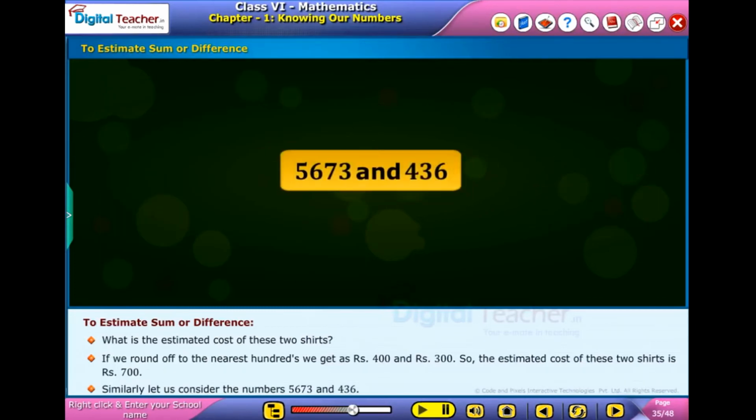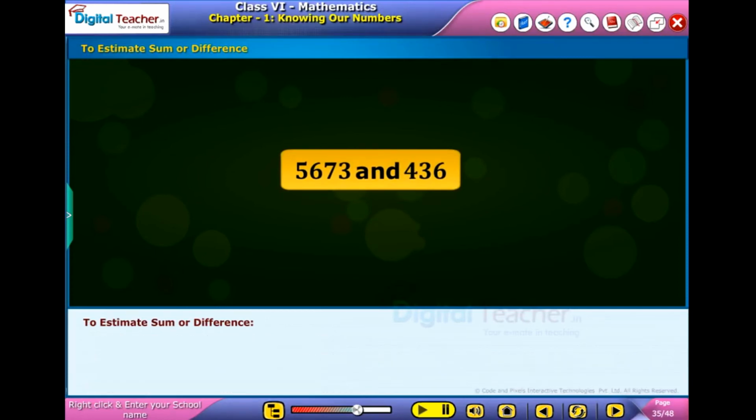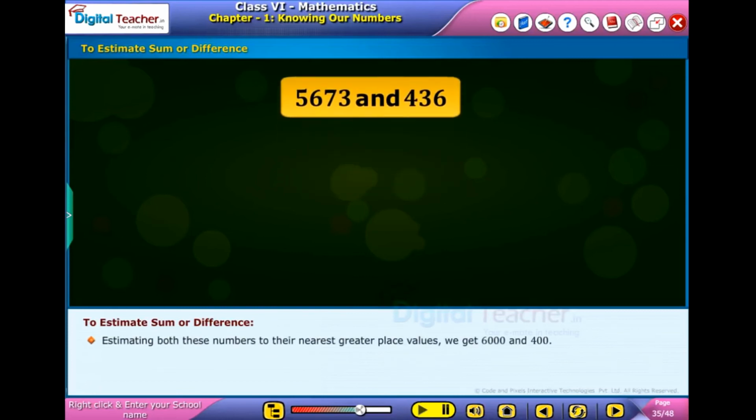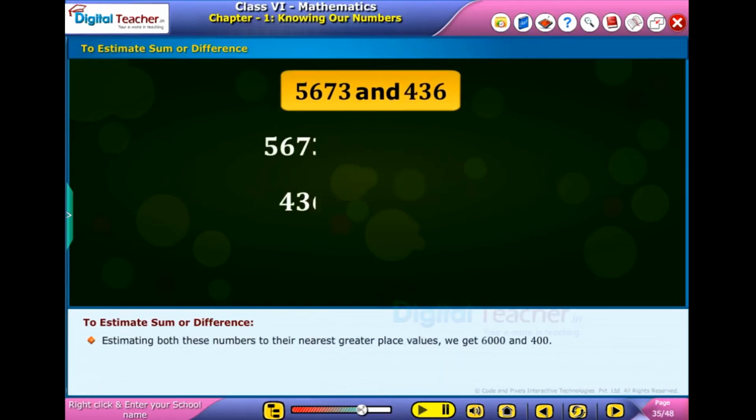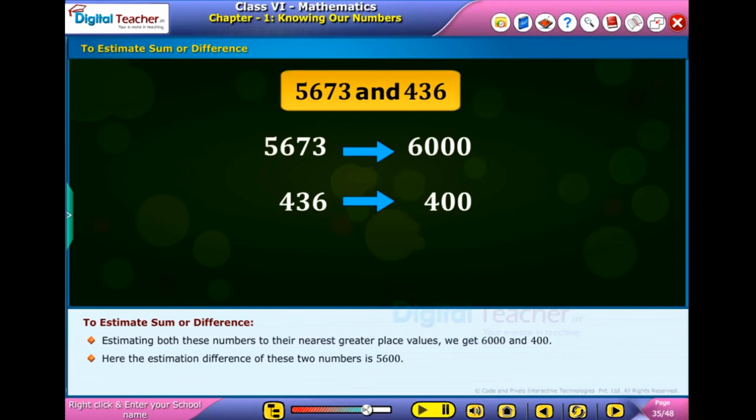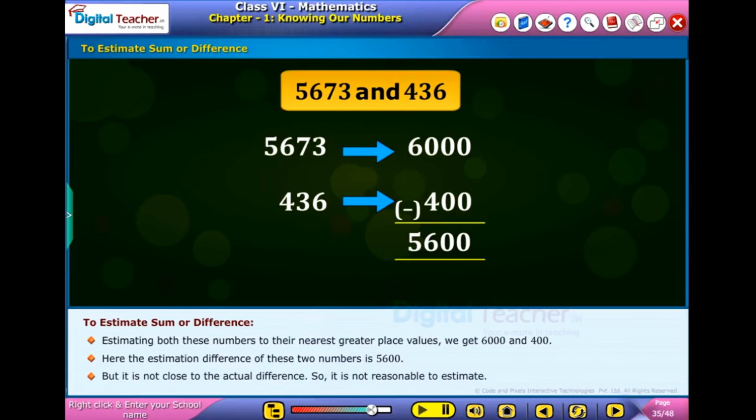Similarly, let us consider the numbers 5673 and 436. Estimating both these numbers to their nearest greater place values, we get 6000 and 400. Here the estimated difference of these two numbers is 5600. But it is not close to the actual difference, so it is not reasonable to estimate.